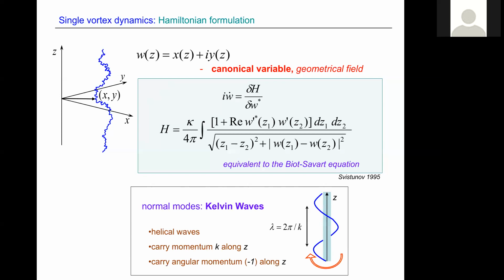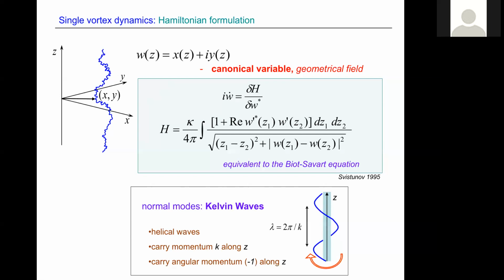You'll obtain Kelvin waves, and you'll see that those are helical waves, so they sort of wrap around the z-axis, and they actually carry a momentum along the z-axis. This is quite natural, right? They're one-dimensional quasi-particles. But they also carry an angular momentum, which is always -1 for any Kelvin mode, regardless of its momentum, wavelength, or anything. Any quantum of the quantized problem carries angular momentum -1.